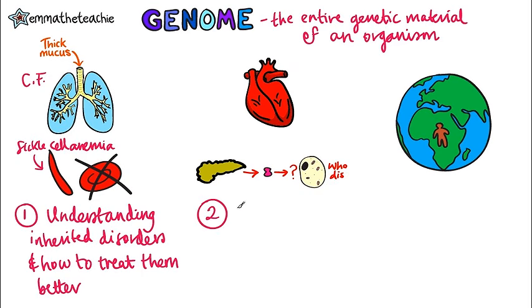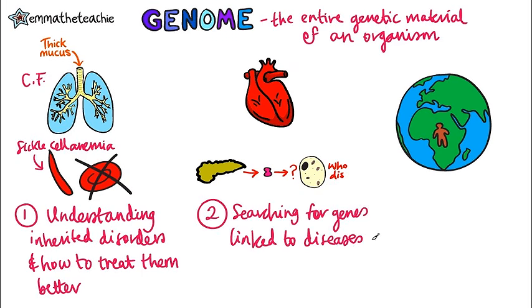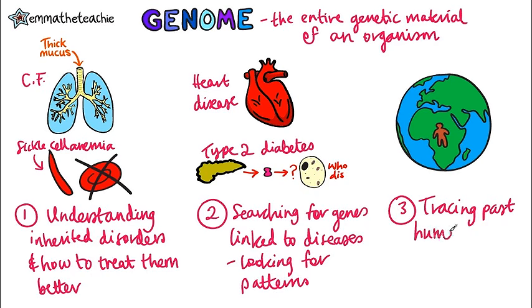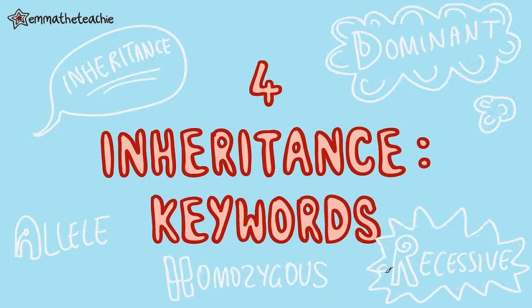Number 2, they're using it to search for genes linked to disease. This includes diseases like heart disease and type 2 diabetes. To do this, they're looking for patterns in the genomes and trying to spot any similarities. And finally, number 3, they're using genomes to trace past human migration patterns to look at how we moved across the world.